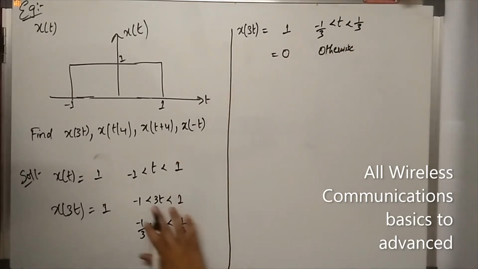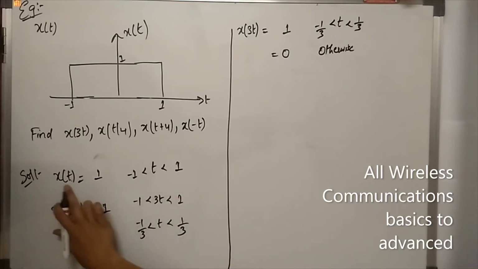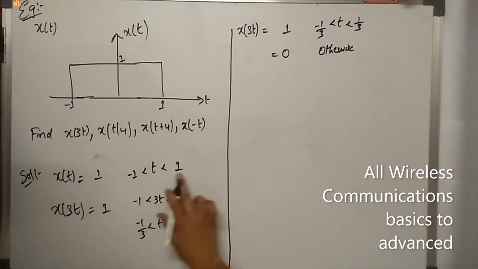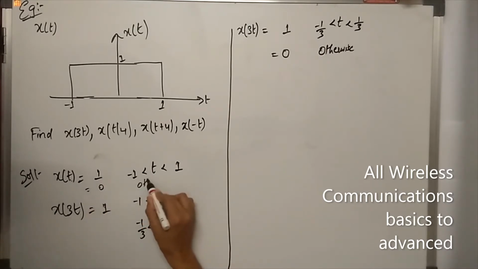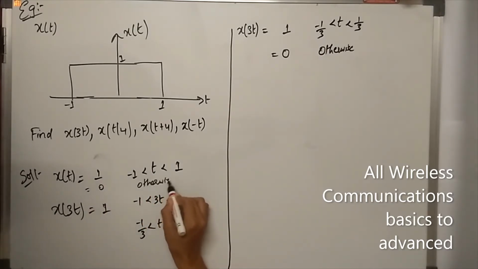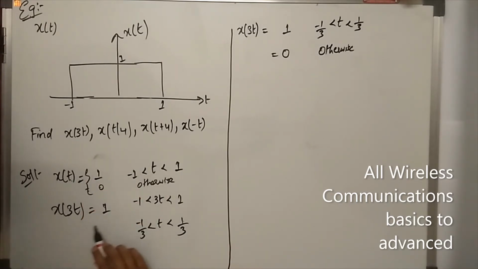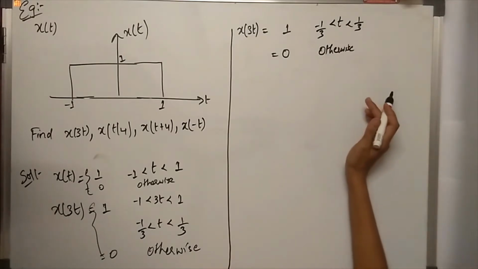Why? I know that x of t is equal to 1 for t greater than -1 and less than 1, and this is equal to 0 otherwise. Similarly, for x of 3t, just replace t by 3t, so I'll get x of 3t equal to 1 for t greater than -1 by 3 and less than 1 by 3, and this is equal to 0 otherwise. So I'm just writing it in this way.